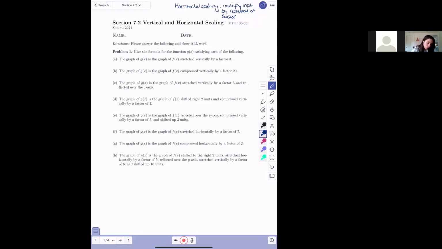Okay, and then we have vertical scaling: multiply the output by the factor. With horizontal scaling, if we flip over the y-axis, we have negative times the input. And for vertical scaling, if we flip over the x-axis, we have negative times the output. Sorry guys, this here should say output. For vertical scaling, we multiply the output by the factor. If these words don't make sense, it should make more sense once we get into some examples.